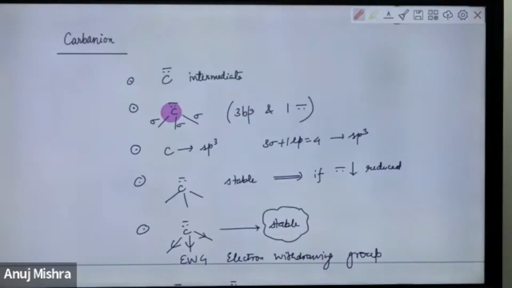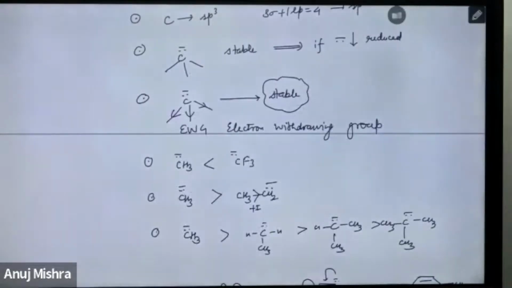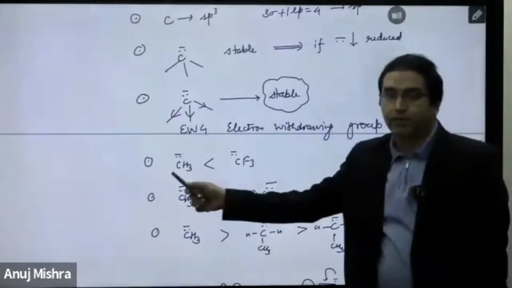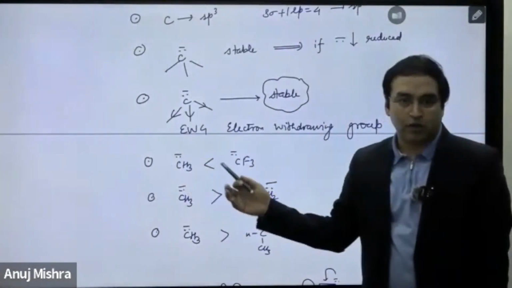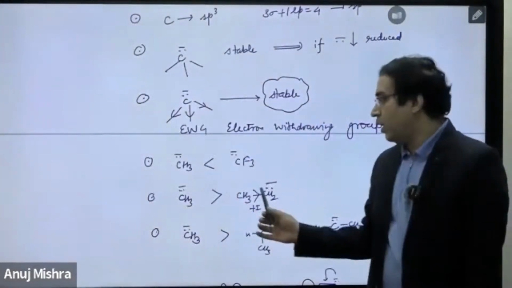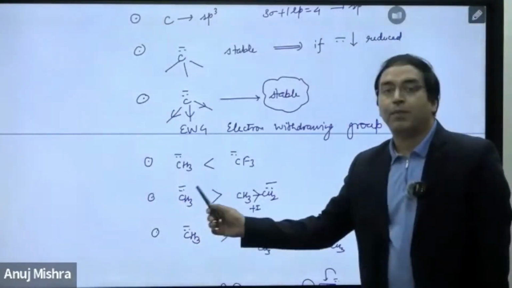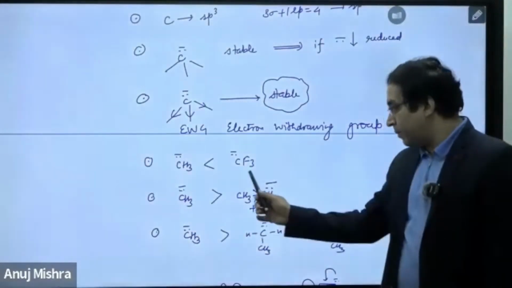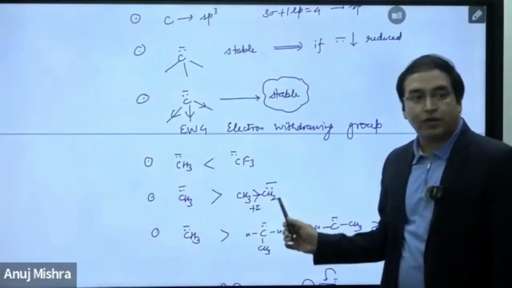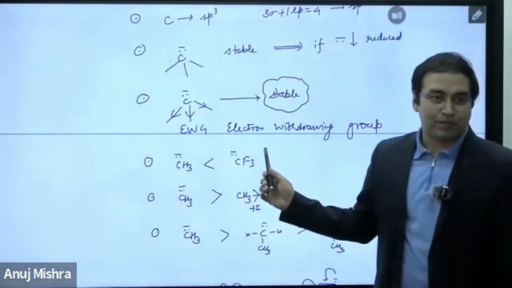So if I say CF3 minus and CH3 minus, which is more stable? CF3 minus. Because fluorine pulls. If it pulls, minus charge will come down. If you have CH3 minus and CH3CH2 minus, which is better? CH3 minus is better. Because CH3 pushes electron. If it pushes electron, it will increase negative charge.